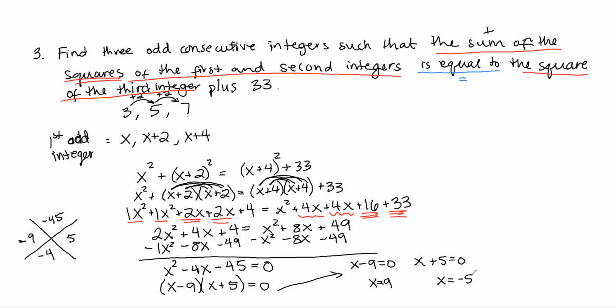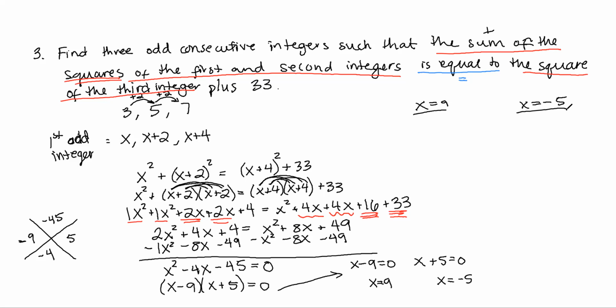And just like on the last problem, since we're talking about consecutive integers, we're not talking about lengths, positive or negative numbers work for these. So we're going to have two different answers. One is going to have 9 as our first consecutive odd integer, and then x equals negative 5, sorry, is our second one.